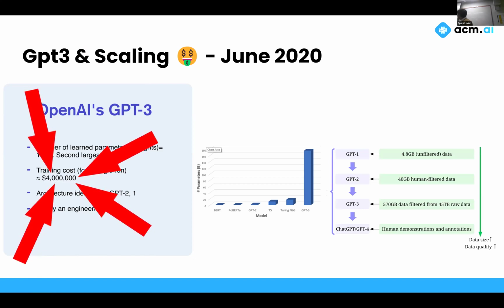GPT-2, I think, had 40 gigabytes of data. For GPT-3, humans couldn't even filter that, so they had 45 terabytes of text. Then they filtered that down to around 500 gigabytes, and then they used that to train the model. Then they did some fine-tuning.